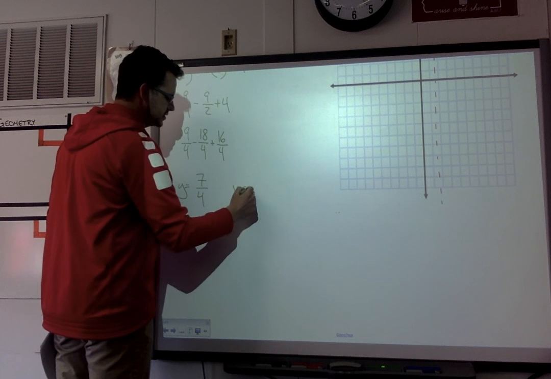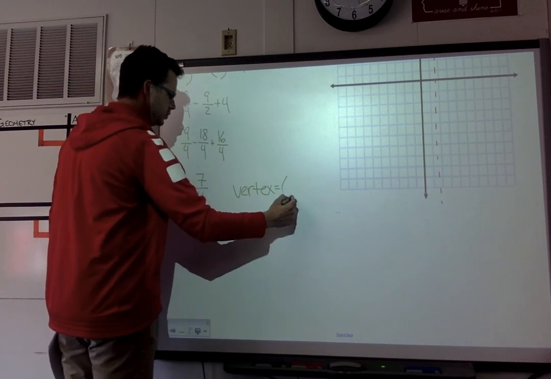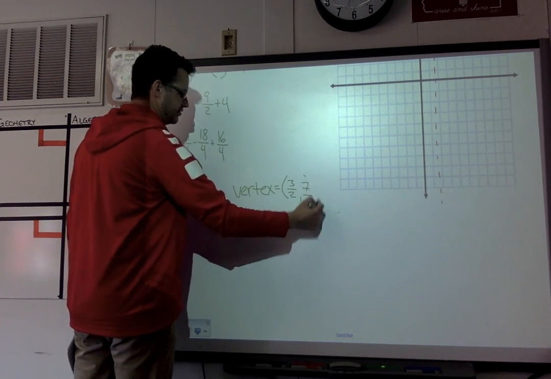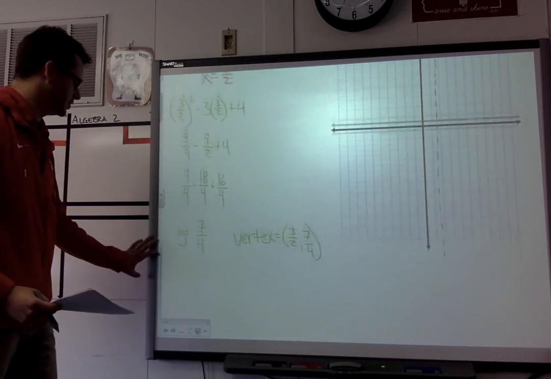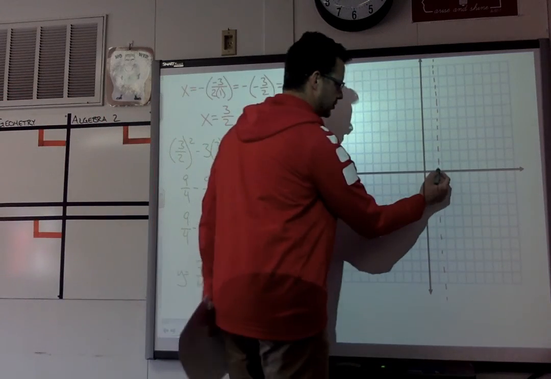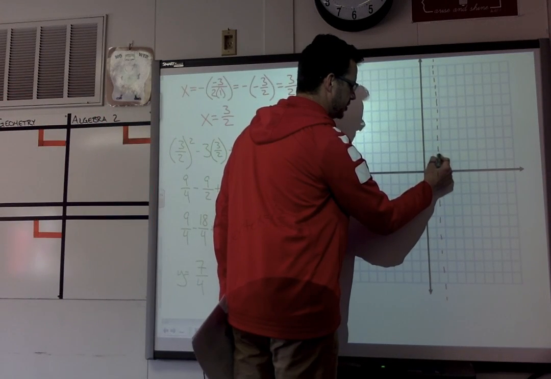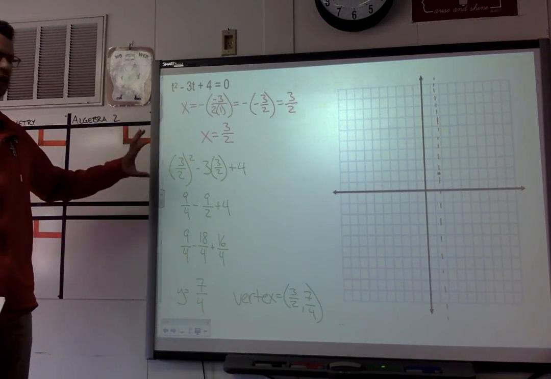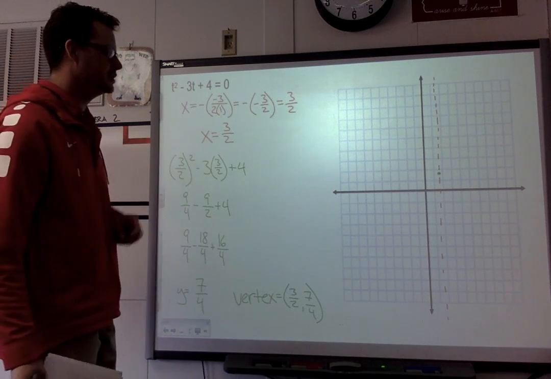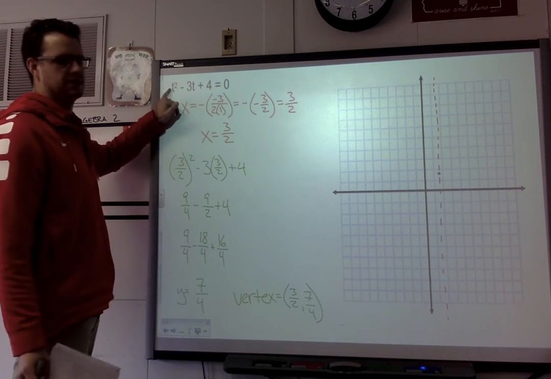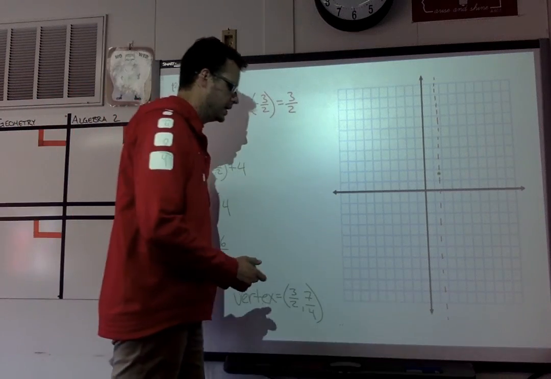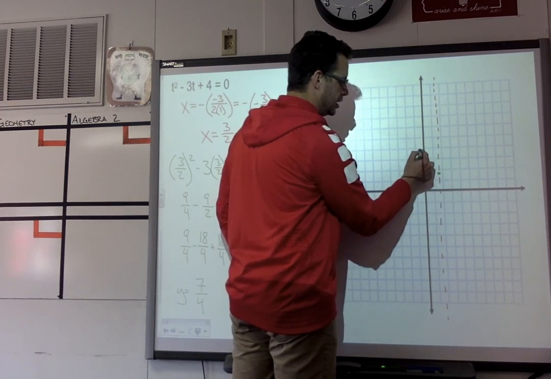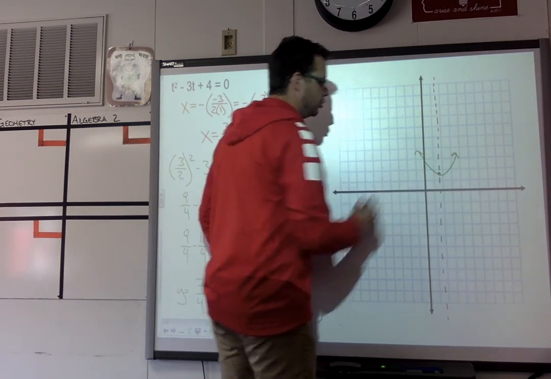So our vertex would be at 3 over 2, 7 over 4. Now 7 over 4 is 1 3/4. So if I go up 1 3/4 there, that would be my vertex. Now again, this is why you always want to check here to make sure, is this going to open up or down? It's a positive, meaning it's going to open up. So if I think about this, I've got my vertex here. My parabola is going to open up.